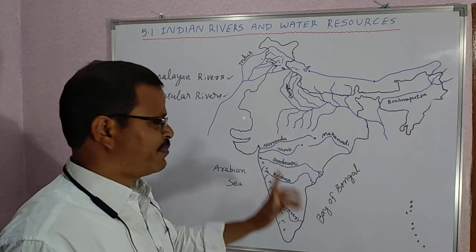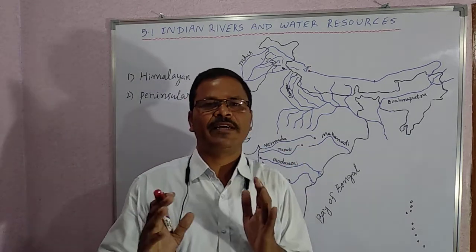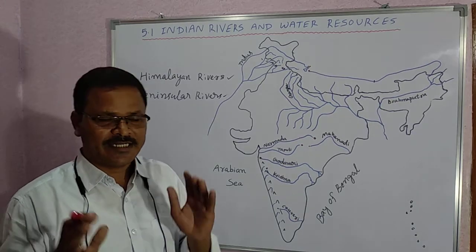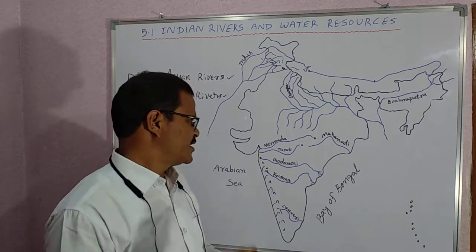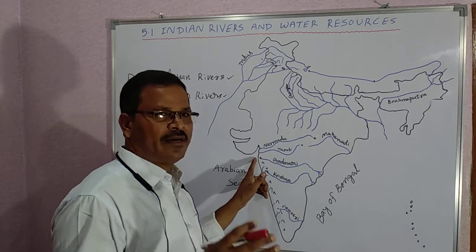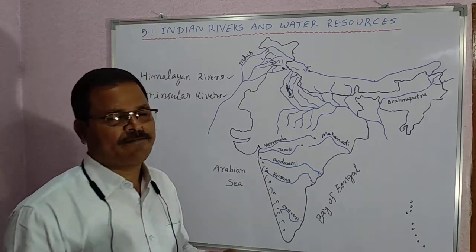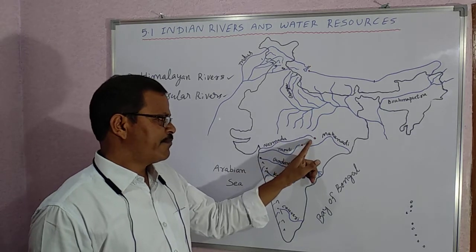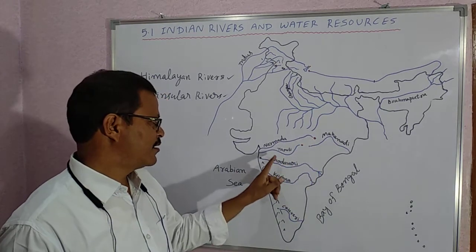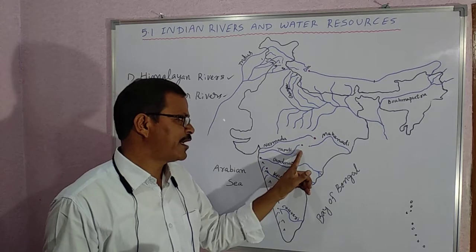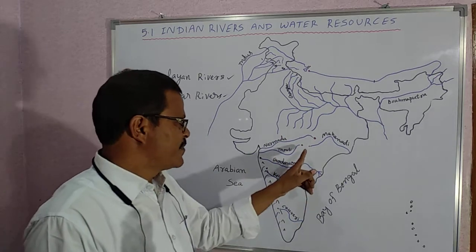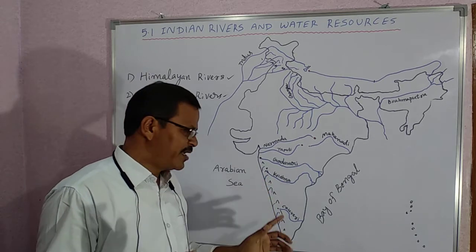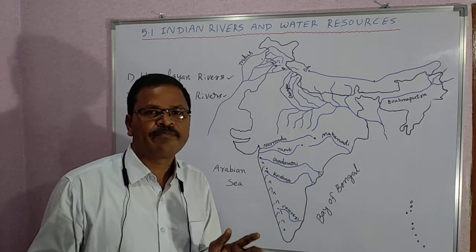Among these peninsular rivers, Godavari is the largest river system. It originates near Nasik in the Triambak Plateau. Narmada originates near Amarkantak. Tapati originates near Multai. Mahanadi originates near Sihava. Krishna originates near Mahabaleshwar. Kaveri originates near Talakaveri.